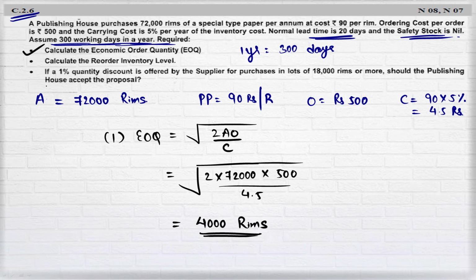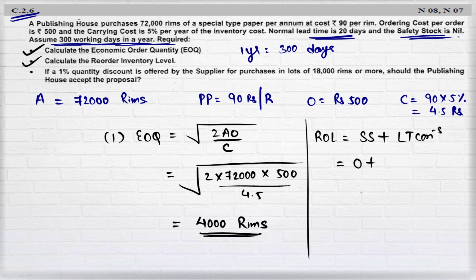Calculate economic ordering quantity. We have calculated it. Calculate reorder inventory level. Reorder level is safety stock plus lead time consumption, or maximum lead time into maximum consumption. Safety stock, they have told us 0. We will be doing lead time consumption. What is lead time? 20 days. What is consumption of rims per day?